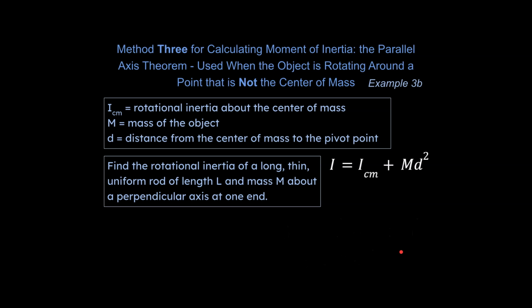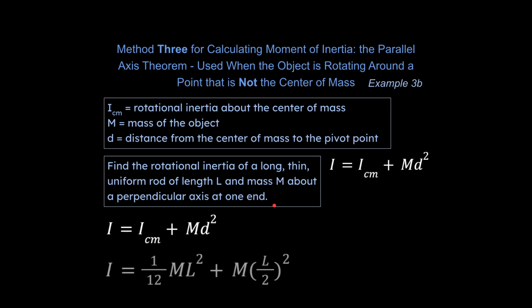In this case, we're dealing with a long, thin, uniform rod of length L and mass m about a perpendicular axis. So let's think about how to do this. In this case, you've got the length of the rod. So we need to find the moment of inertia right here for the rod itself. And then the offset value, this offset value is really important. That's going to be the difference between the axis of rotation and the center of mass for the object that we're dealing with.